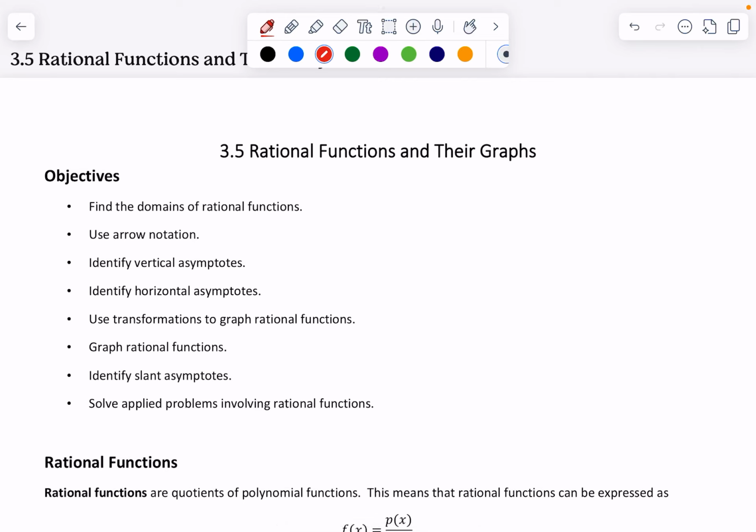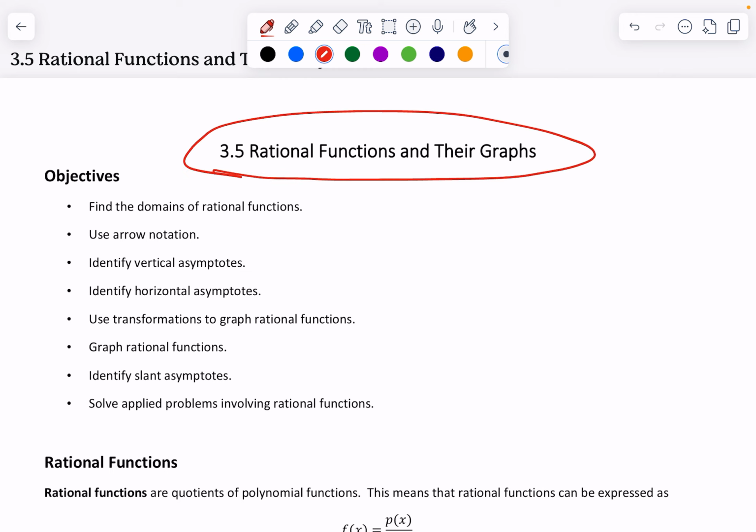Hello. So this is lesson 3.5, and we're going to be talking about rational functions and their graphs. This is a longer lesson, so if you need to pause and come back to it or whatever, of course, always feel free to do that.